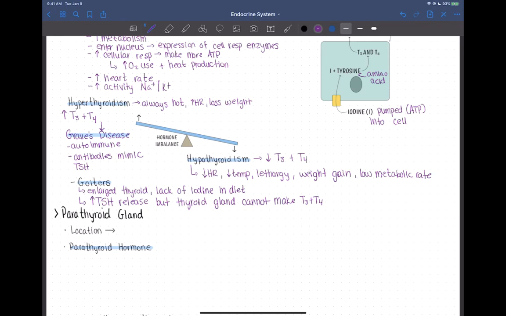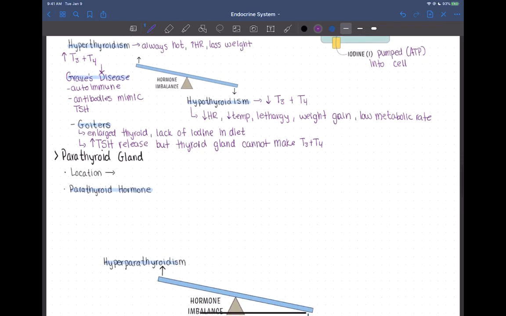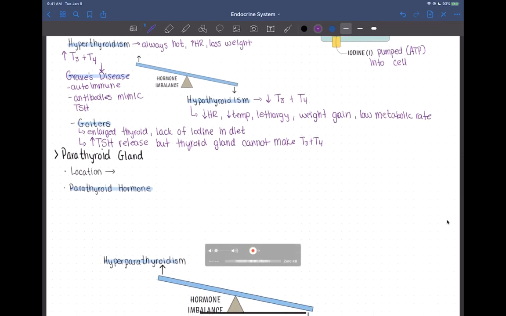All right. So then our next gland, the parathyroid gland, is associated with the thyroid gland. Okay, and so its location, it is on the posterior side of the thyroid gland. All right, so posterior thyroid.